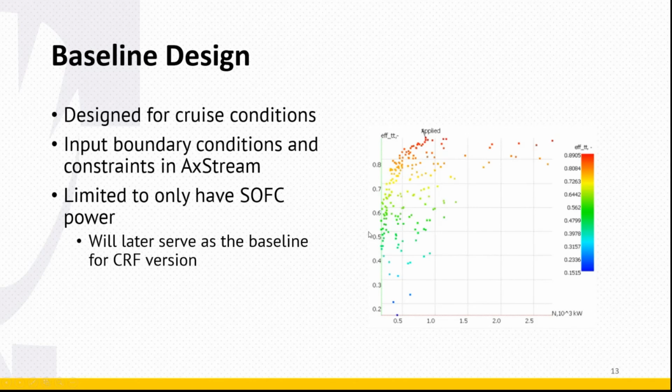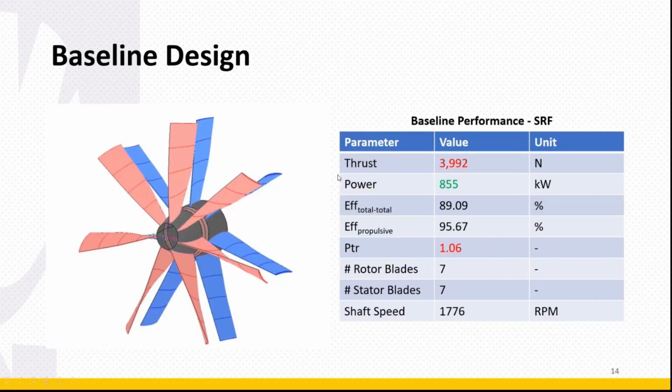And I did this because I want this baseline to also serve as the baseline for a counter-rotating fan version, where one stage is powered by the SOFCs and the second stage is powered by the gas turbine. And I would like this to be just a common baseline for both, so I can try to get a direct comparison between the two.